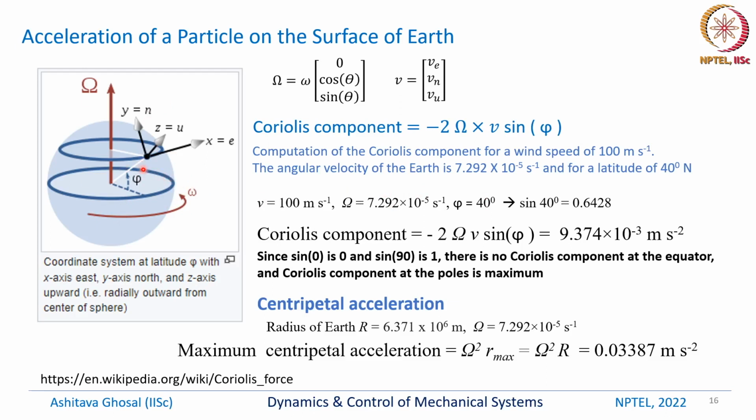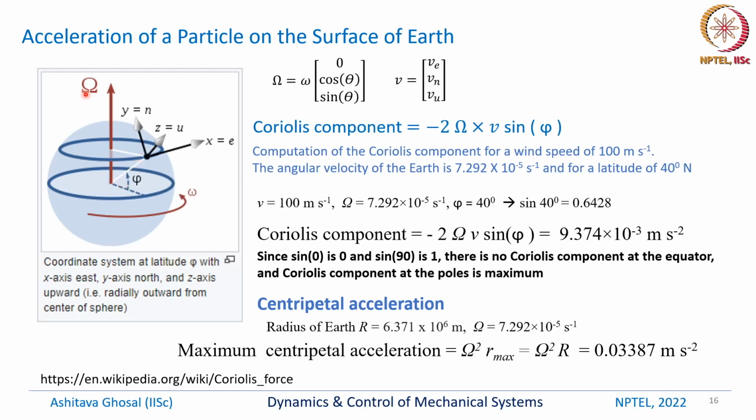So one standard way to assign a coordinate system on this rotating Earth is that the x-axis is along the east direction, y-axis is along the north direction, and z-axis is the local vertical. Okay, so again they form a right-handed coordinate system. This is the center of the Earth. This angle is the latitude angle. The Earth is spinning with some omega, okay, angular velocity.